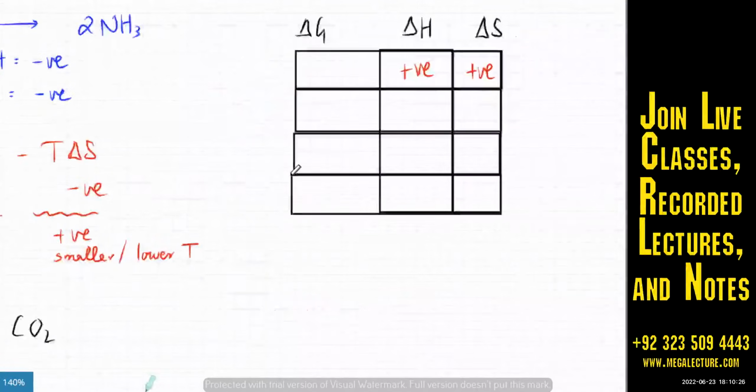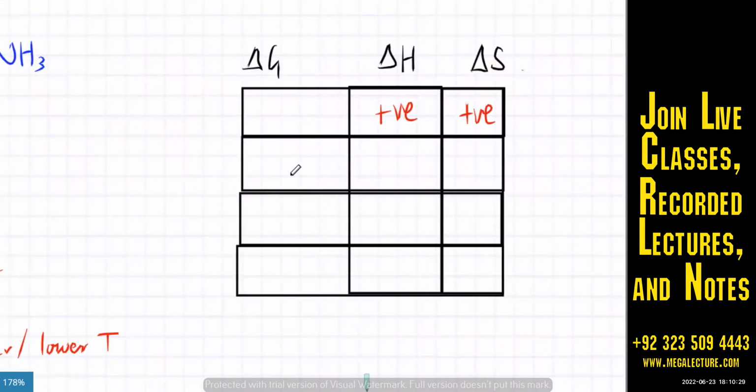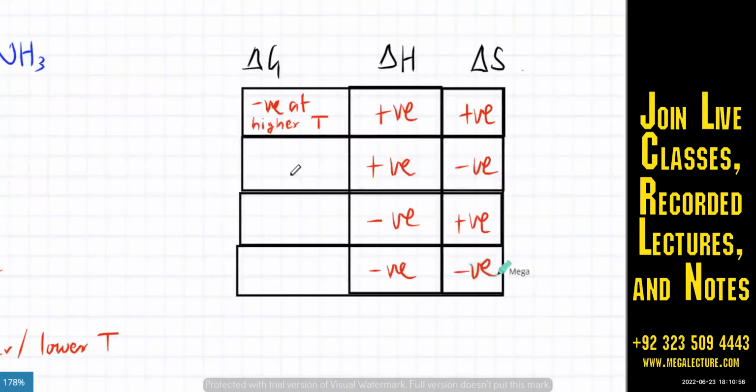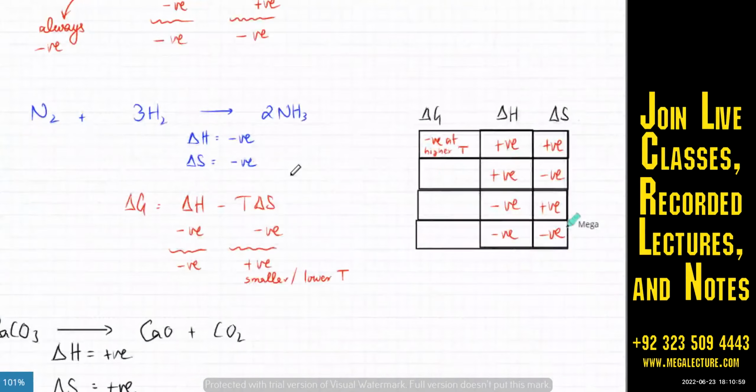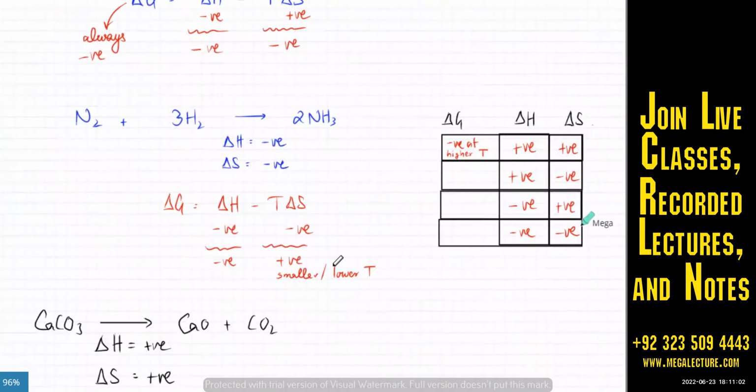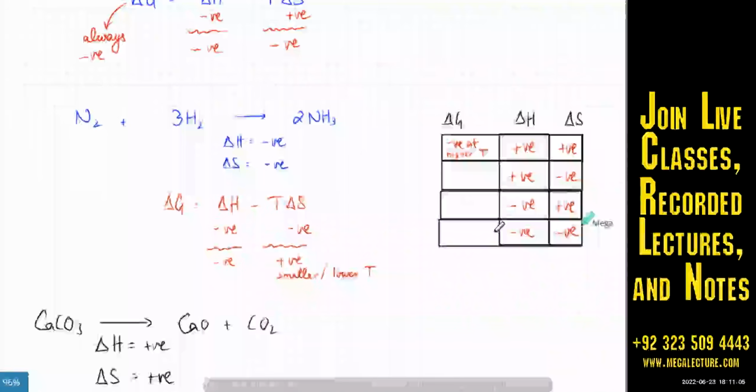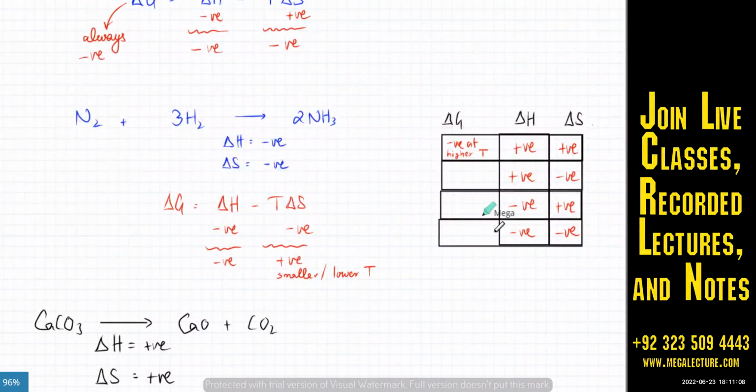So the first one, delta G, that's just filling up the table. So negative at higher temperature, right? What about the other values, positive and negative? We did all the other examples. This one negative, this one positive, and both of them being negative. So I'm just going to copy what we figured out. If both of them are negative, you need a lower temperature, right? So it's going to be negative at lower temperature.